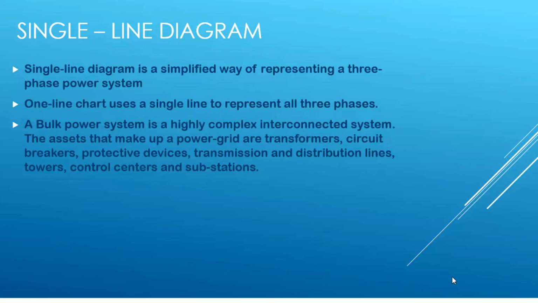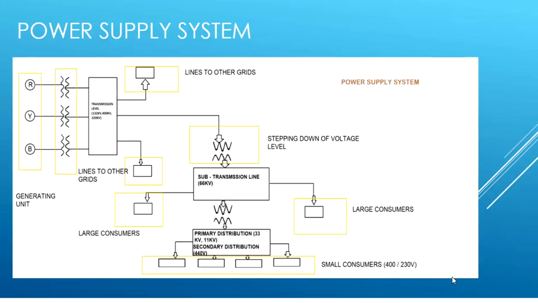So this is the power supply system. How does the supply system work? It is a bit more complicated version of the simple single line diagram which we have understood. Here first comes the generating unit, that is RYB. Then the step up transformers, as discussed, where the voltage level is stepped up. Then you can see a block of transmission level, that is 132 kV, 400 kV or 220 kV. In this voltage level range, the stepping up of the transformer takes place.